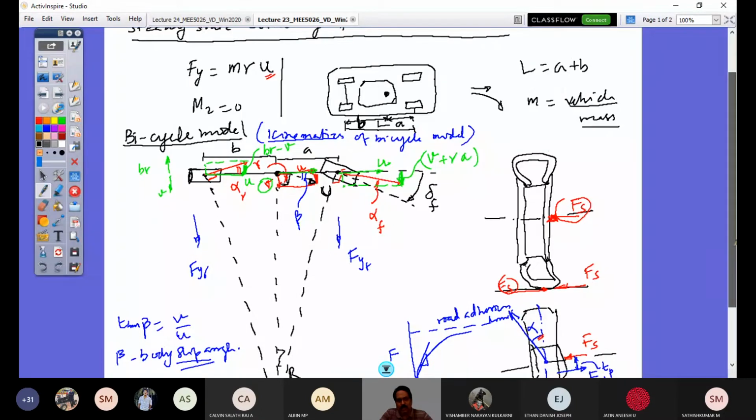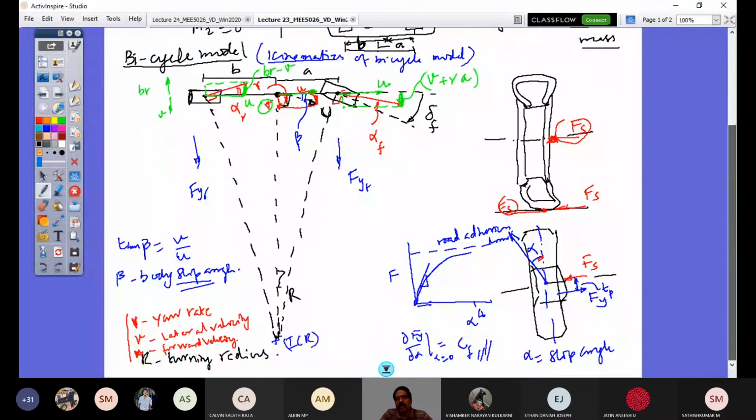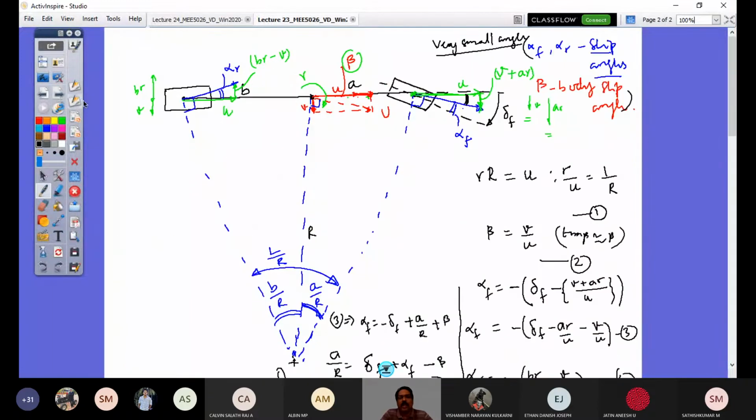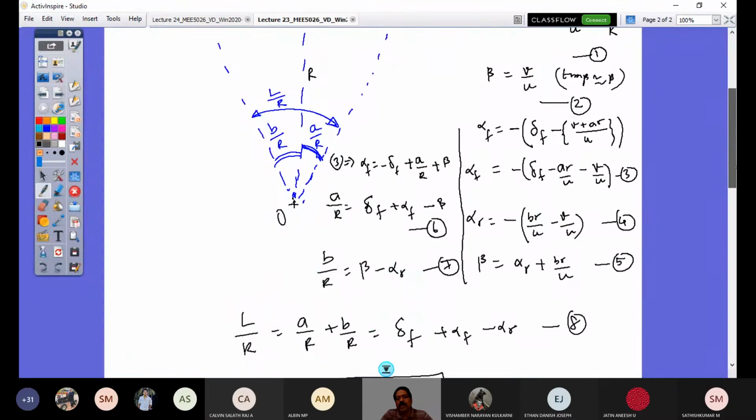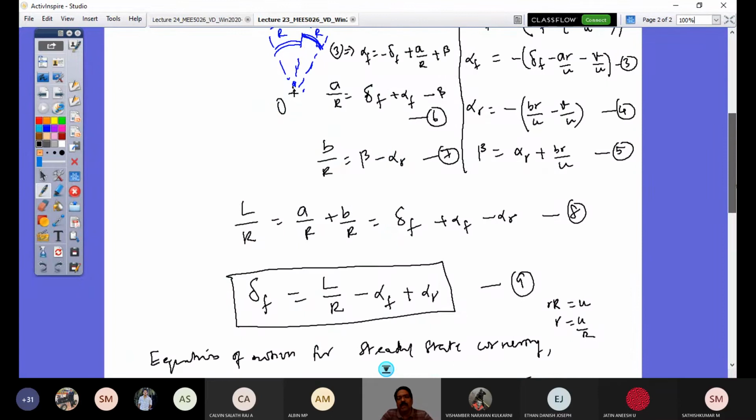So there is no doubt in this bicycle model. We had looked at it very carefully in the last lecture, and you could also see that once again the diagram is redrawn so that you are not having any doubt. So this relationship is essentially obtained based on the relationship given by equation 9: delta f is equal to L by R minus alpha f plus alpha R.